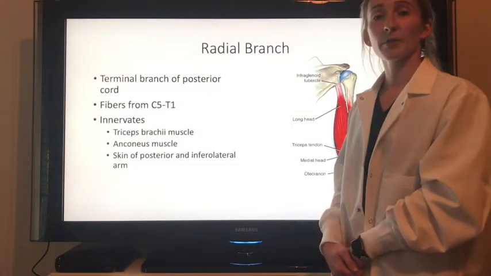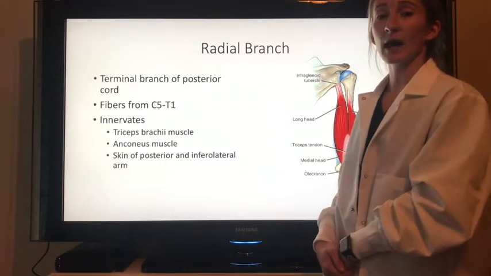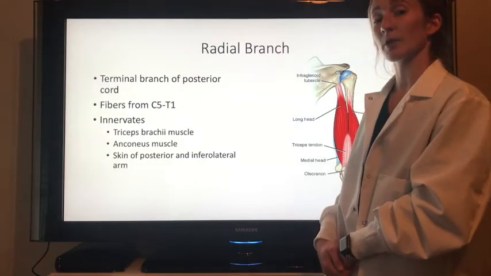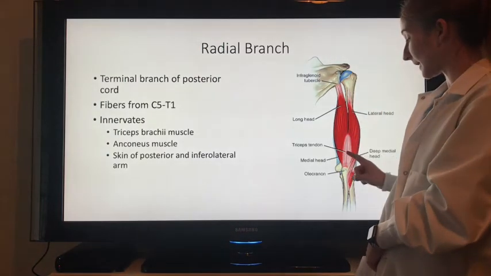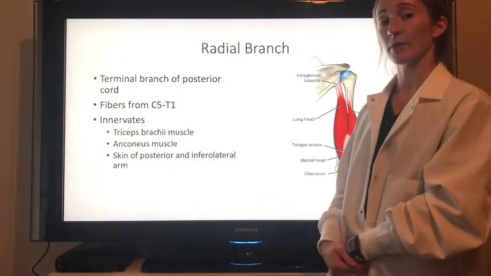The radial branch of the posterior cord passes posterior to the humerus in the radial groove between the lateral and medial heads of the triceps. It innervates the extensor muscles of the posterior compartment of the arm, which include the triceps brachii and the anconeus muscle. It also innervates the skin of the posterior and infralateral arm.